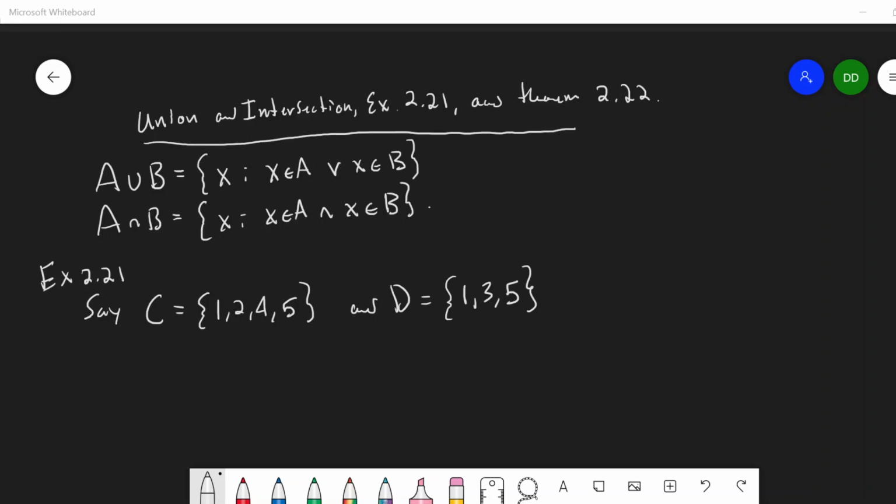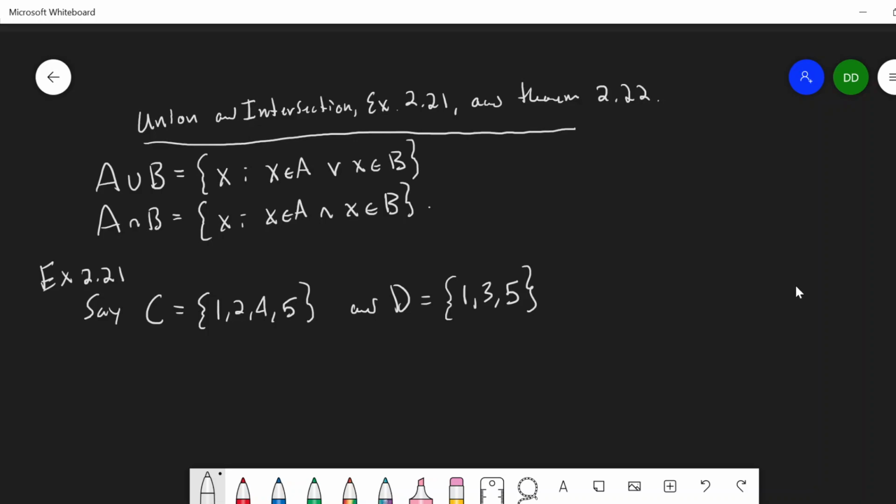Hi everybody. In this video I'll talk a bit about the definitions for union and intersection, our first two operations of sets. I'll go through an example involving these, and then I'll talk through Theorem 2.22, which tells us some laws about how these operations behave and interact with each other. Along with that, I'll show an example of illustrating one of the distributive laws and talking a bit about how the other laws could be proved.